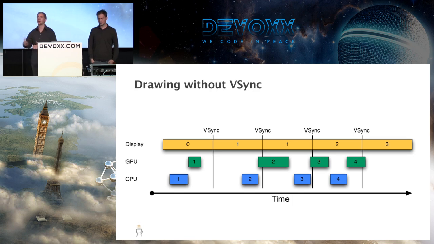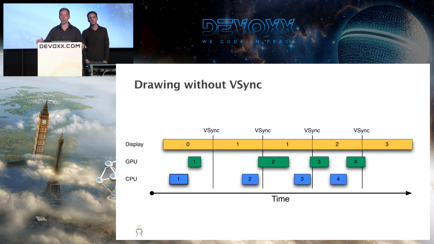So if you're drawing without VSync, and again, this is not the tearing VSync, this is where I don't know when VSync is happening, I'm just rendering whenever I can. This is what was happening on Android until Jelly Bean. The yellow bar at the top shows the number of the frame that's currently being displayed. So we're displaying frame 0, and in the meantime, the CPU is working on buffer 1. When it's done, the GPU can work on buffer 1 and output commands there. Then on the next VSync, the display will pick up buffer 1 and display that while we're working on buffer 2.